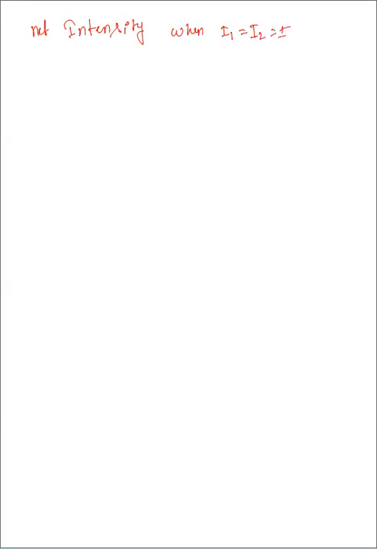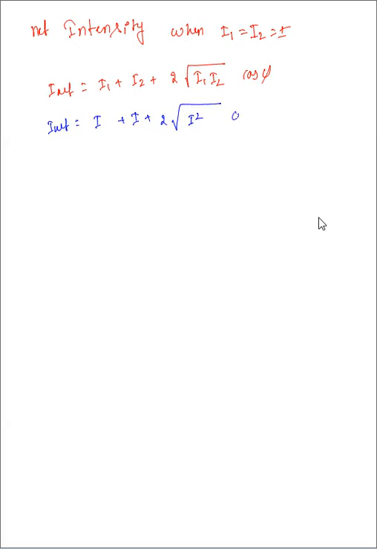What is the net intensity equation? I net equal to, just now we derived, I1 plus I2 plus 2 into under root I1 I2 cos phi. So if I1 equal to I2 equal to I, in the place of I1 and I2 I am going to substitute the same intensity: I plus I plus 2 into under root I into I, which is I square, into cos phi. Square root will get cancelled. I plus I is 2I, so I net equal to 2I plus 2I cos phi.